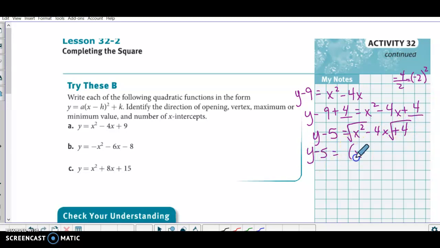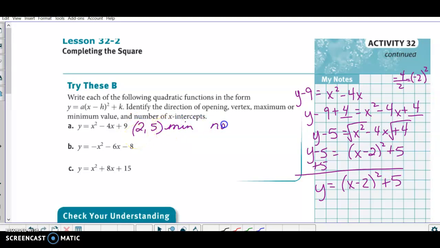Y minus 5 equals x minus 2 quantity squared. Plus 5 on both sides. Y equals x minus 2 quantity squared plus 5. So my HK is 2, 5. It opens up, so this is a minimum, so there will be no x-intercepts. It will be above the x-axis. So I'm going to pause, and then you can come back and look at your answers for B and C.